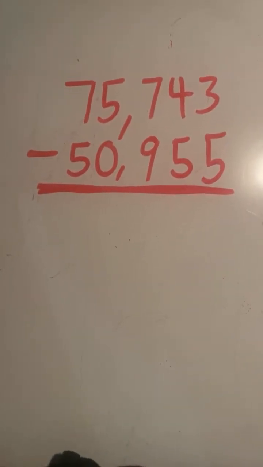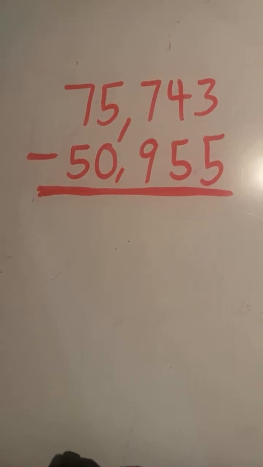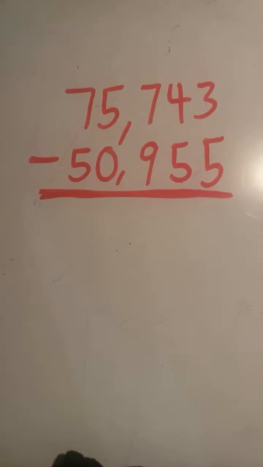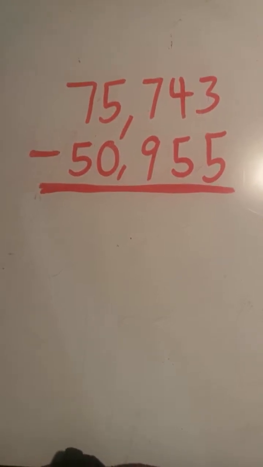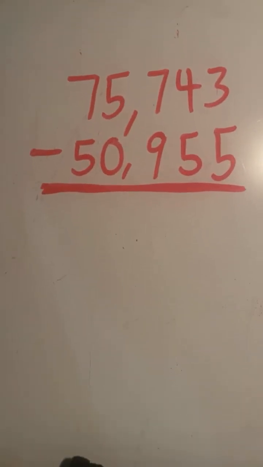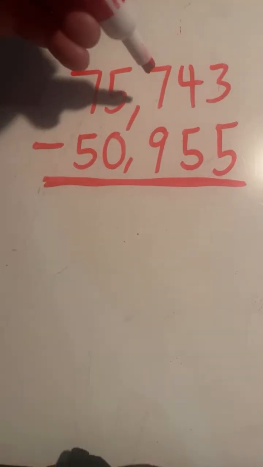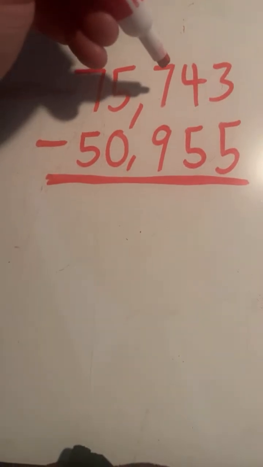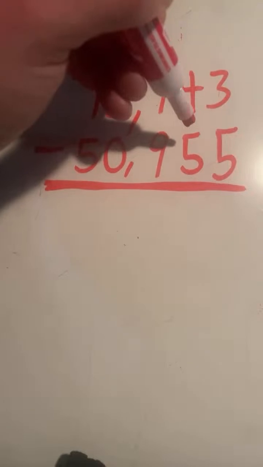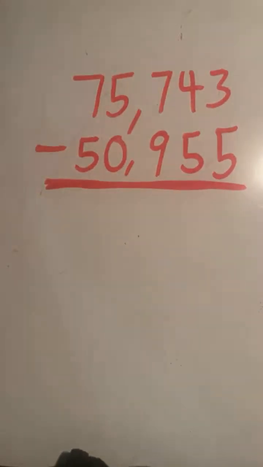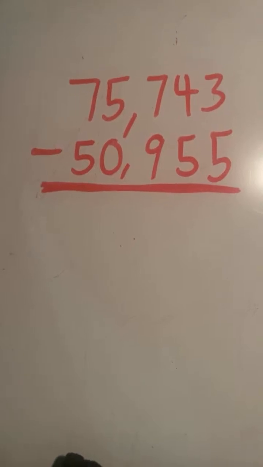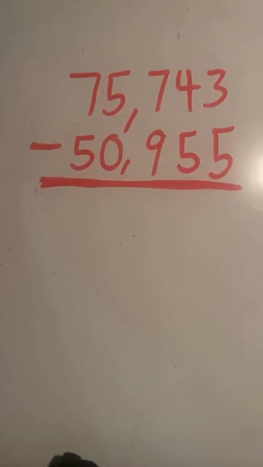So, with subtraction, we regroup whenever there is a bottom digit that is bigger than the top digit. So I always say before I do any subtraction, I look and see if we need to regroup. For this problem, we have to regroup in the hundreds place because you cannot start out with 7 and take away 9. You can't start out with 4 and take away 5. You can't start out with 3 and take away 5. So we need to regroup in the hundreds place, the tens place, and the ones place.